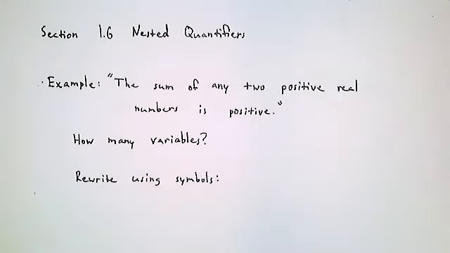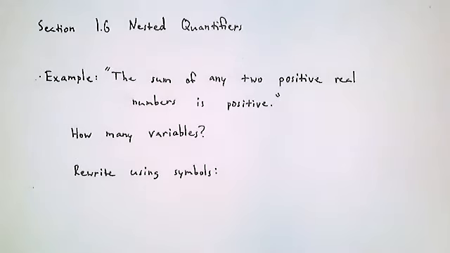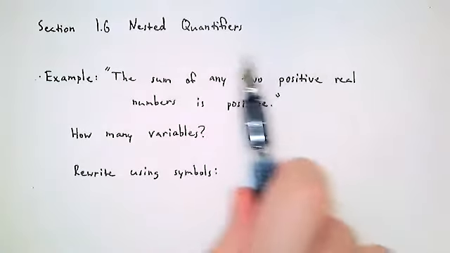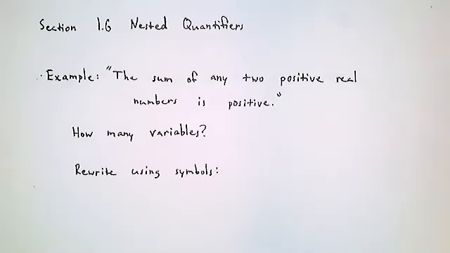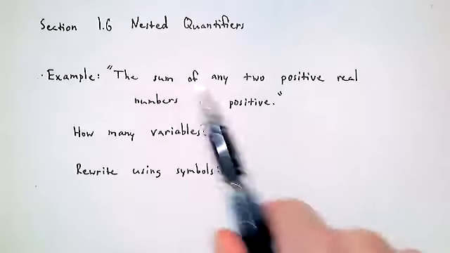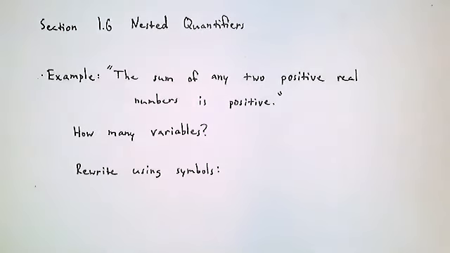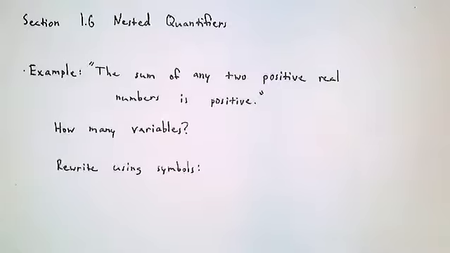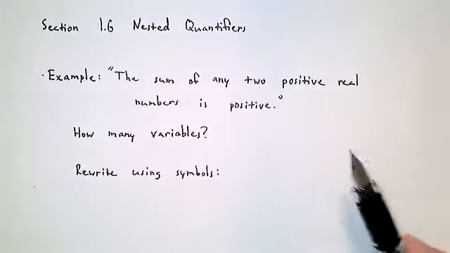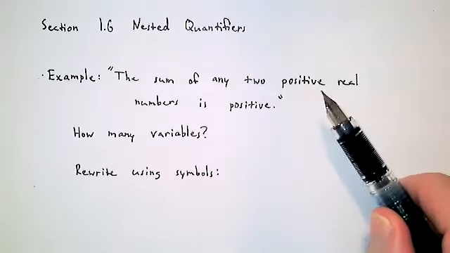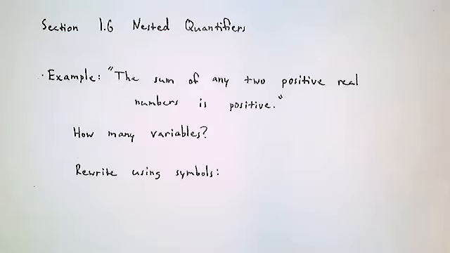Okay, so we're going to be covering section 1.6 today, over nested quantifiers. And to get us started with what the idea is, we're going to look at an example here. This is the kind of sentence that you have probably seen quite often in math. It says the sum of any two positive real numbers is positive. So I think that's pretty uncontroversial. If you add two positive things, you get another positive one.